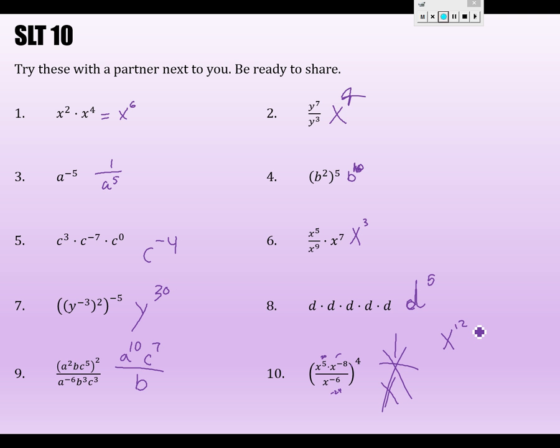But is number 10 x to the 12th? Did you guys get that? All right, and number 9 and 10 are a little trickier. Like I said, go back and try the warm-up if you need to. And before anyone asks, because I hear some people already explaining out there, so wait, I don't get number 8, or I don't get number 2, okay, let's look at the rules real quick, and then if you have a question, you're allowed to ask it, okay?